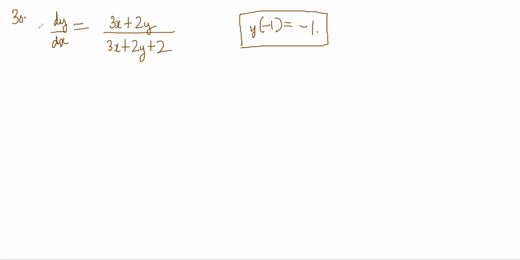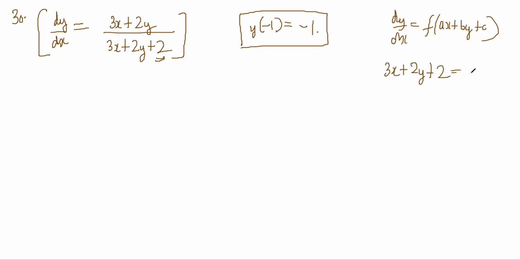So now we have to figure this out. This is not typically homogeneous, but it is of the form dy by dx is some function of ax plus by plus c, even though it is a rational expression. The function could be a rational function, that's fine. So you can put 3x plus 2y plus 2 as t.